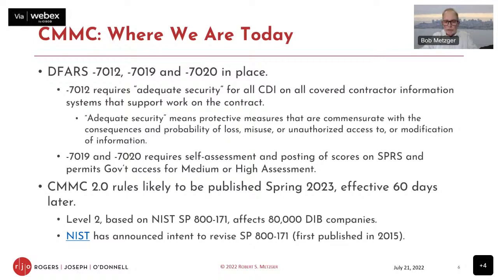have a third-party assessment. Just in the last couple of days, NIST has announced an intent to revise 800-171. First published in 2015. It's about time. We need that to be revised. It's kind of behind the curve of threat vulnerabilities and responses.